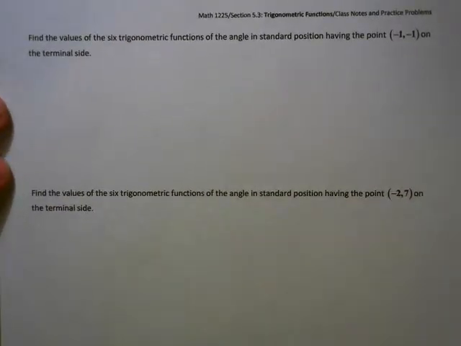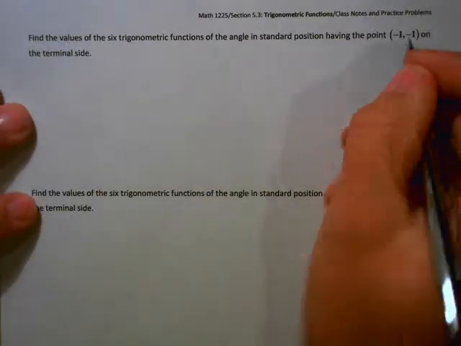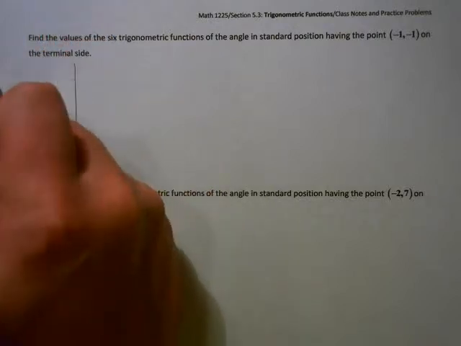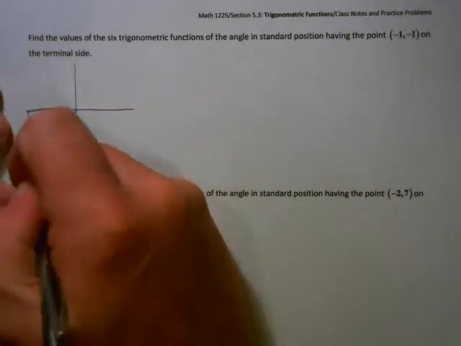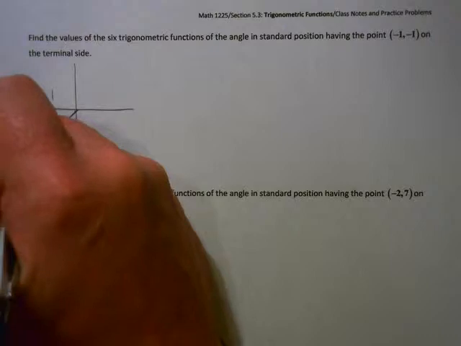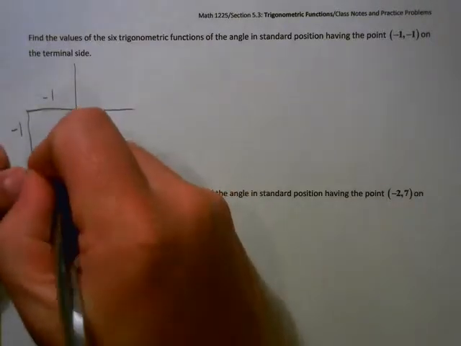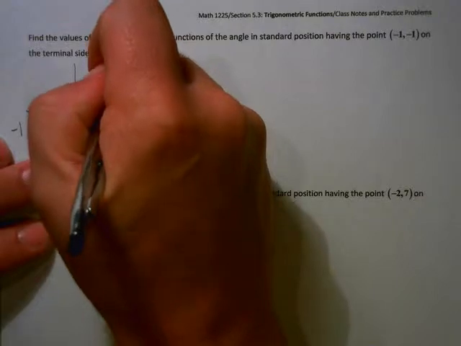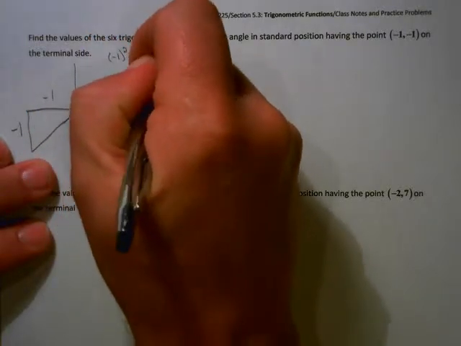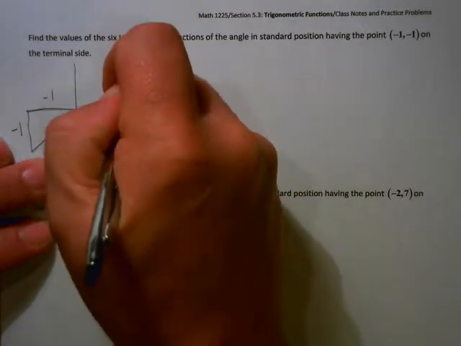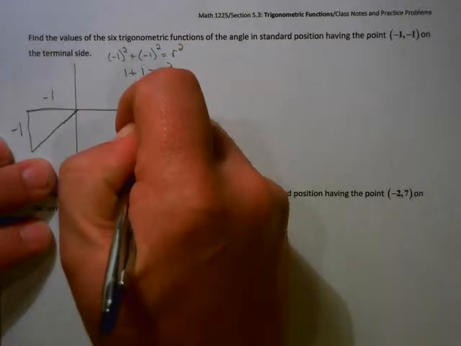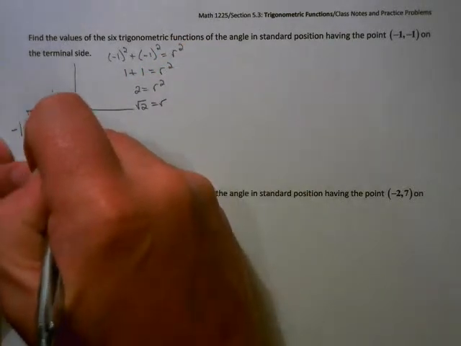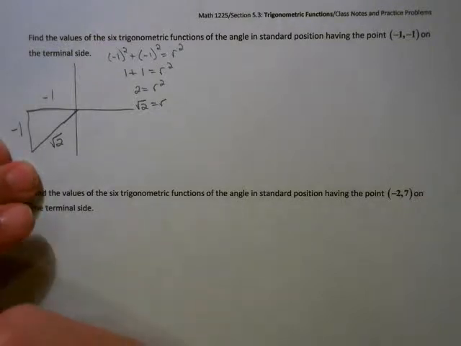So now we just have a bunch more examples, because as the quadrant changes, those signs are going to change. Here's negative 1, negative 1. So now I'm going back negative 1, down negative 1, back to my origin. So negative 1, negative 1. I still need my hypotenuse. So x squared, negative 1 squared, plus y squared, negative 1 squared, equals r squared. 1 plus 1 equals r squared. 2 equals r squared. The square root of 2 equals r. Again, it's positive because it's the hypotenuse.